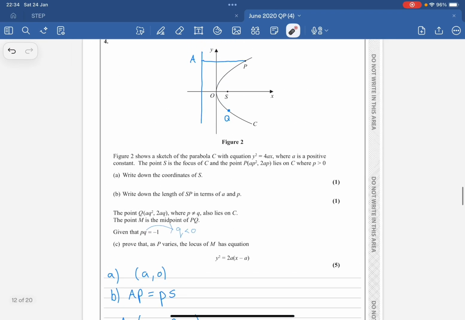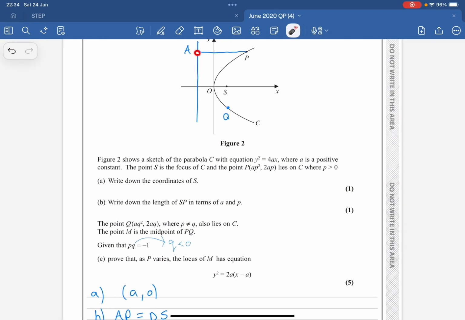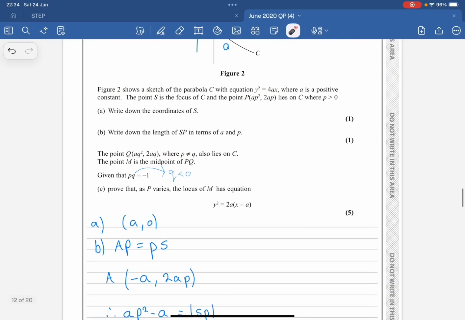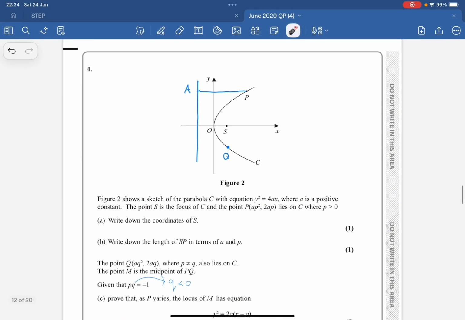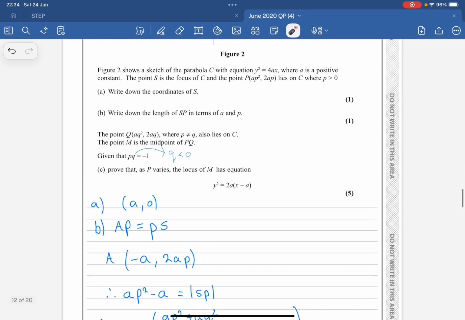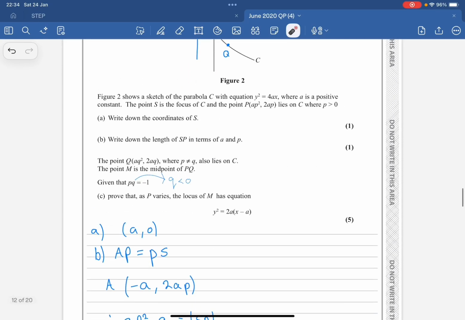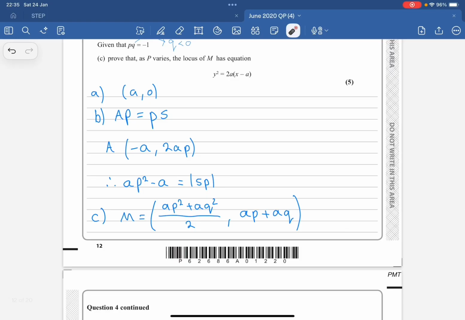So the coordinate of A is minus a to AP. Therefore, the distance between A and P, we don't have to consider the y's because they have the same y coordinate, is ap squared minus a. And yeah, that's the distance.